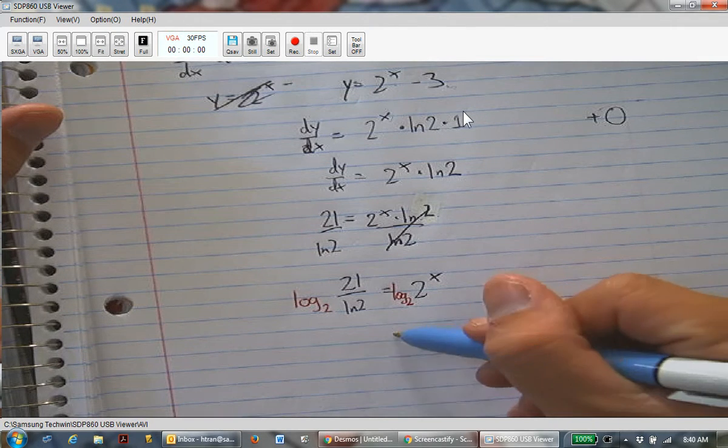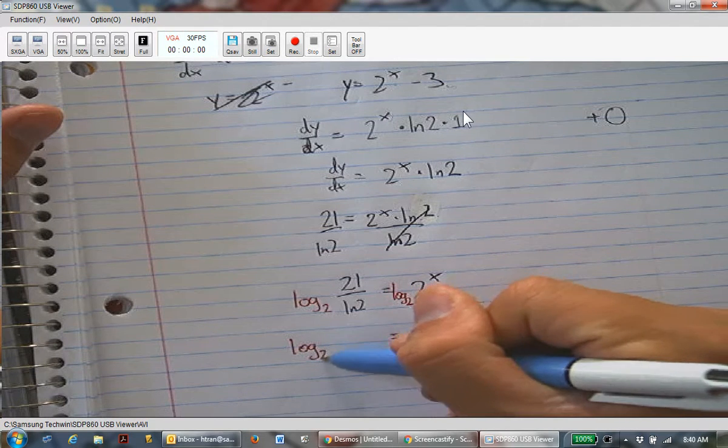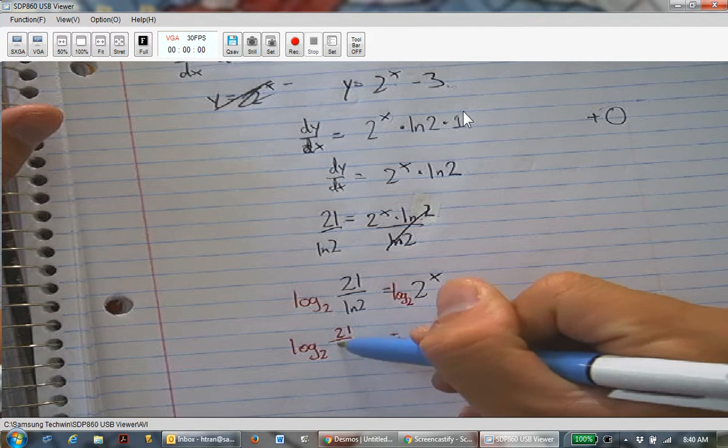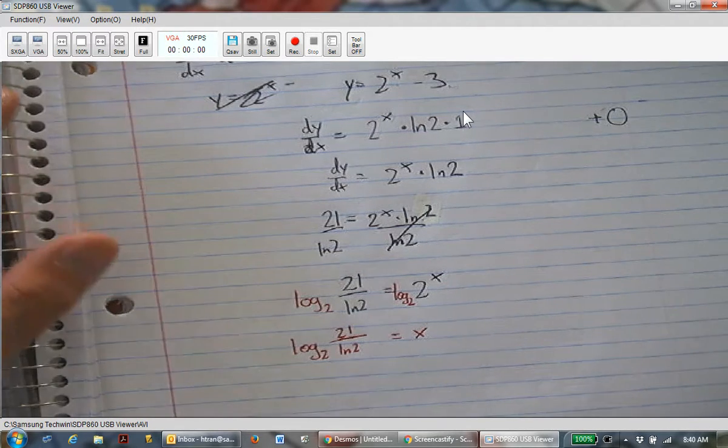Isn't that just like log 10 over log 2? Same thing as log 2. Okay, and you can plug that into your calculator.